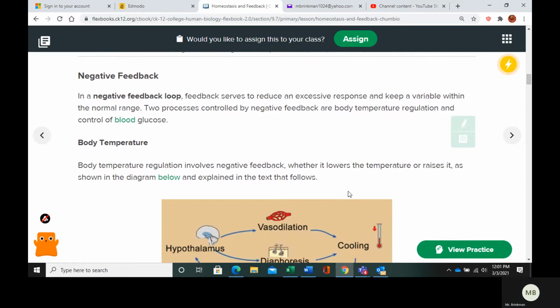So we have a negative feedback loop and a positive feedback loop. The negative feedback loop is going to try and reduce an excessive response and try and keep it in normal range.